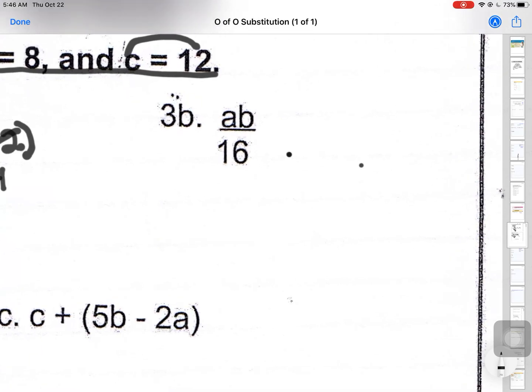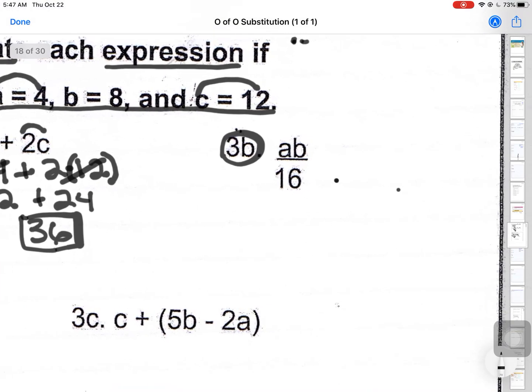Okay, moving on to 3B. Copy it down if you need to. Now we have AB. Just like a number next to a letter means multiplication, a letter right next to a letter also means multiplication. So now we can substitute in, let's go back. What was A? A equals 4 times, I'll use my parentheses this time. B is 8.